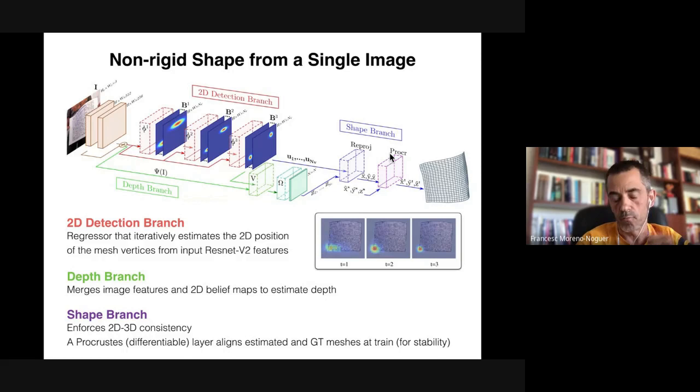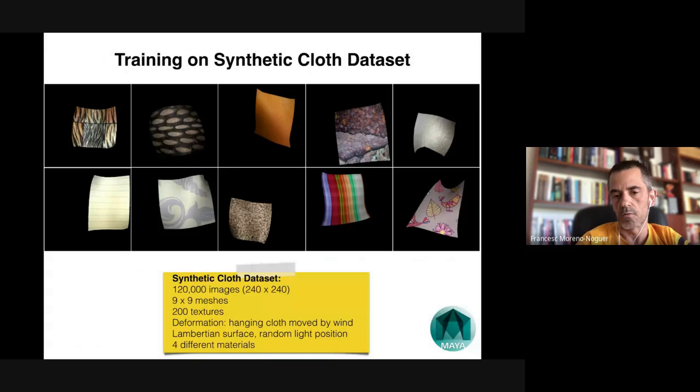train it, but we had a problem because in 2017 or 2018, there were no large datasets for that. And something that we usually need to do is to create our own data to train the network. So here we used a rendering engine, Maya in that case, to generate 120,000 images of deformable objects, which were 9 times 9 meshes with different textures. And we changed the deformation by simulating the movement of the cloth with the wind, all right? And we also changed some properties of the surface, like the reflectance, the position of the lights, and the materials.